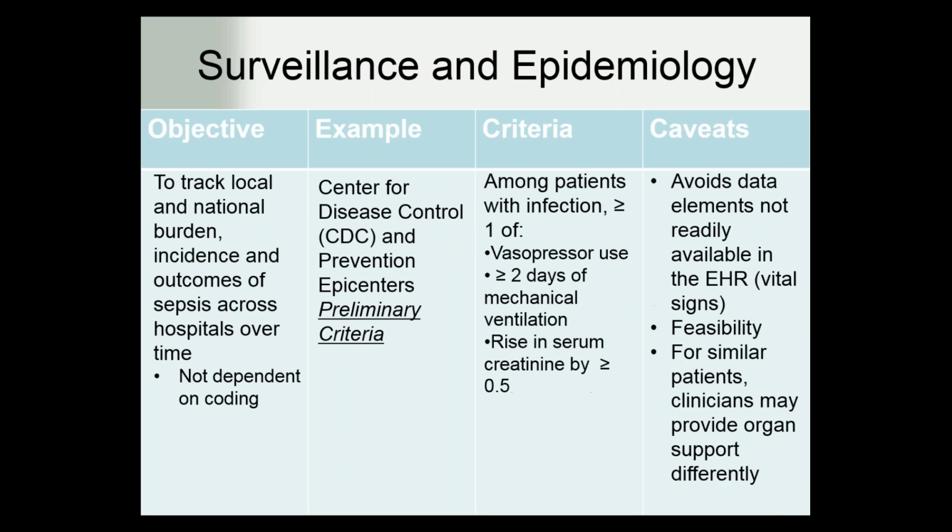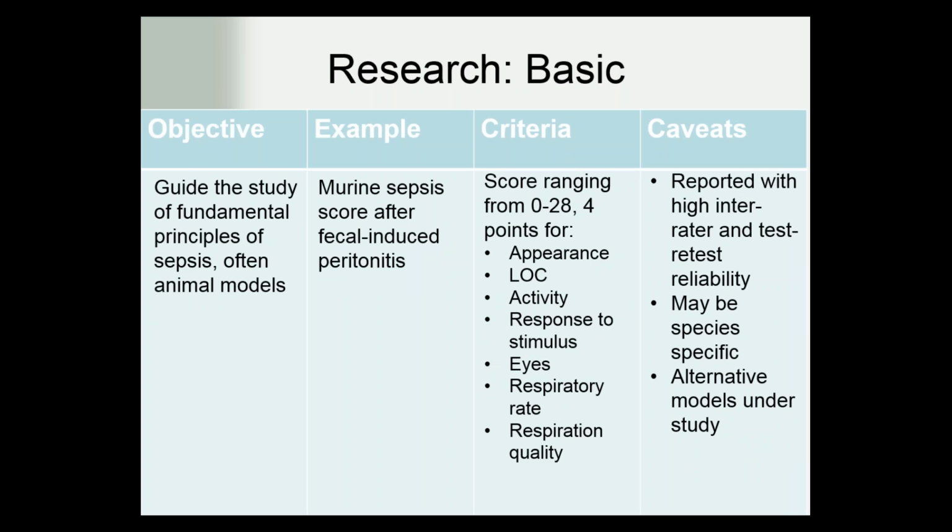Basic science has an entirely different set of objectives and criteria. Here, we're looking in basically animal models to study fundamental principles in pathophysiology and pathobiology of sepsis. Examples here for basic science research would be the murine sepsis score after fecal-induced peritonitis with cecal ligation and puncture. And the criteria in these basic animal models is a score, and you see here some of the criteria for the score. And basically, often these criteria may be species specific.